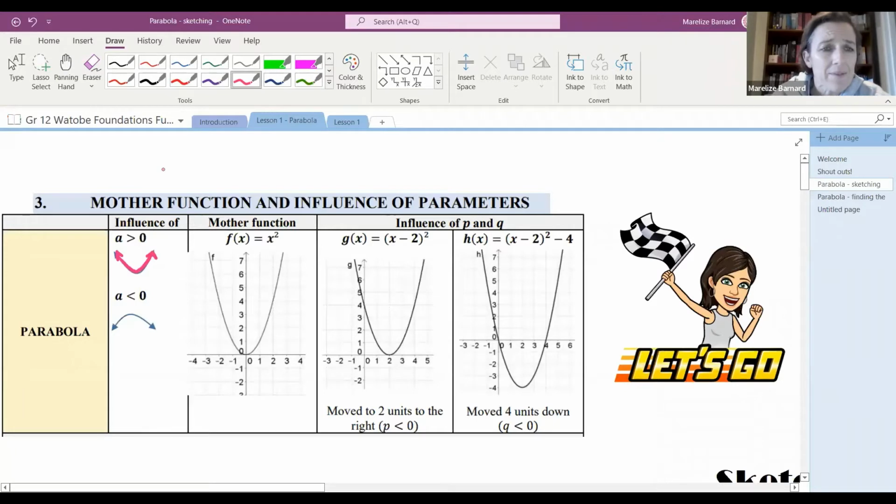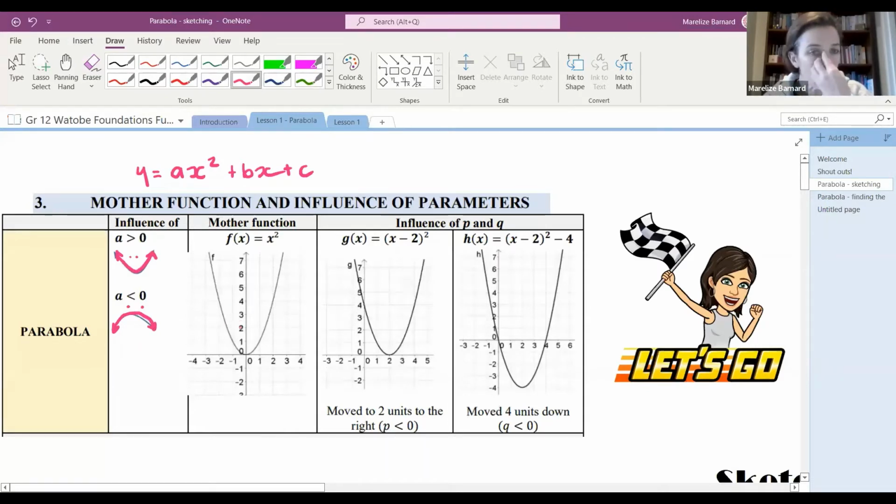Now, what is this a? A comes from our equation of our parabola, ax squared plus bx plus c. So if a is positive, then we have a happy face parabola. And if a is negative, then that's a frowny face parabola, and it is upside down. Okay, so that's the first thing we need to know, that we can have those two shapes. And the shape that it takes all depends on the value of a, if it's positive or negative.